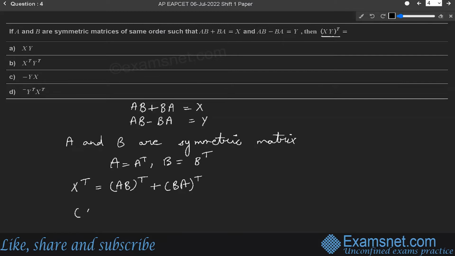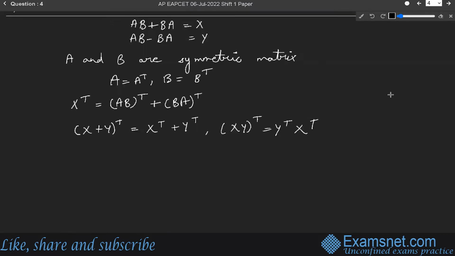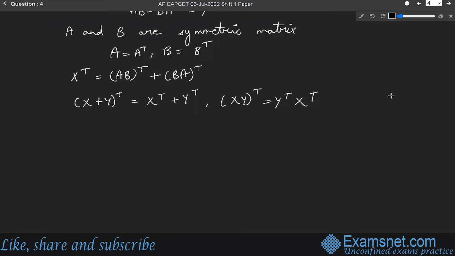Now we know that (X + Y) whole transpose is equal to X transpose plus Y transpose, and (XY) whole transpose is equal to Y transpose into X transpose. So applying this formula here, X transpose will be equal to B transpose into A transpose plus A transpose into B transpose.